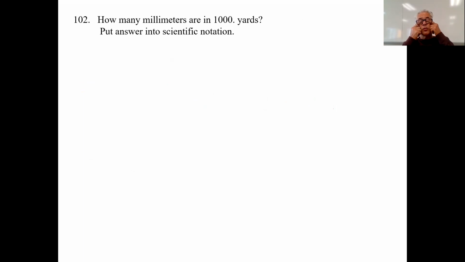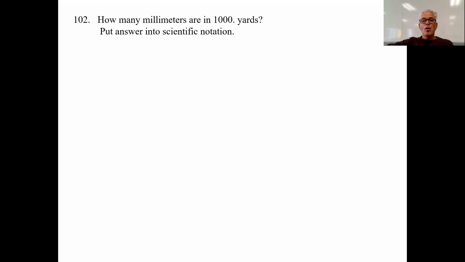All right, 102. How many millimeters are in 1,000 yards? And then you have to change to scientific notation. Now, a millimeter is super tiny. And a yard, you know, is 3 feet. A yard's pretty big. In 1,000 yards, that's a lot of yards. That's pretty far. It's going to be a lot of millimeters in that.